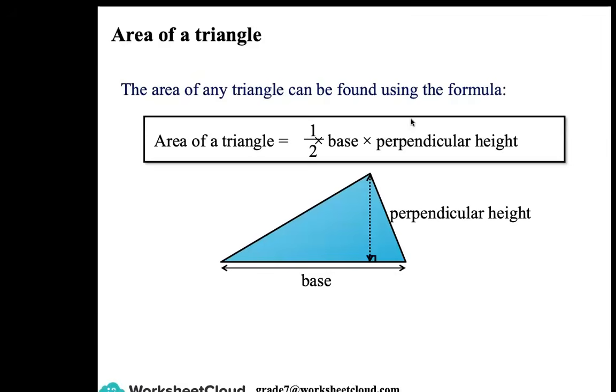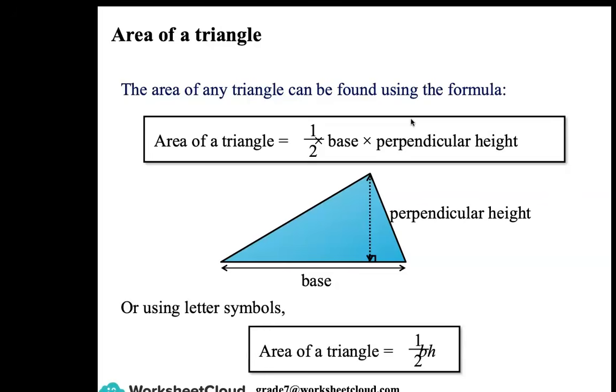Now we move on to the area of a triangle. And the area of any triangle can be found using the following formula, which is half base times perpendicular height. Okay, perpendicular height is the height from the base of the triangle to the highest point, indicated by the dotted line in the diagram. Or you could use the letters: area of triangle equals half BH, and that is the same as saying base times height.